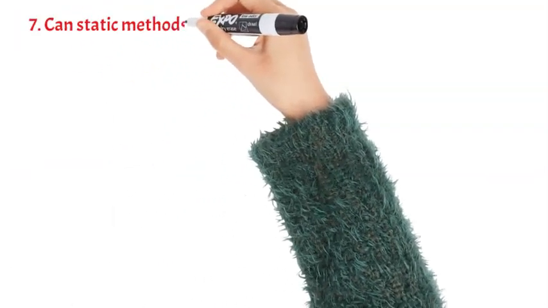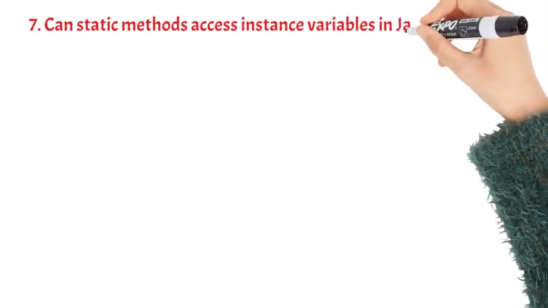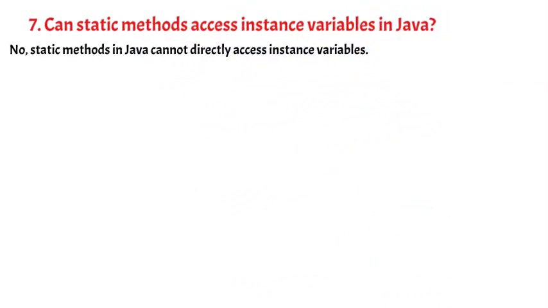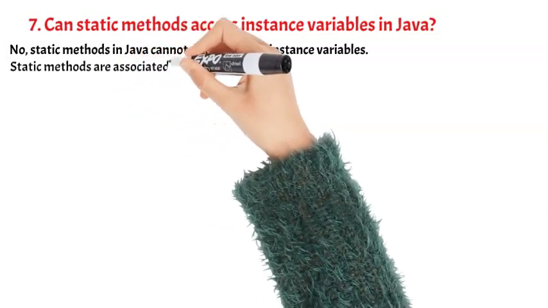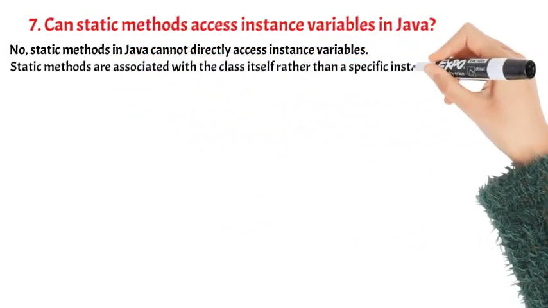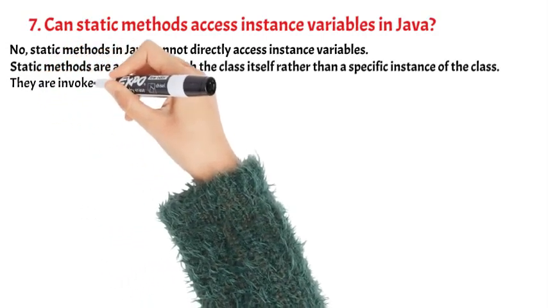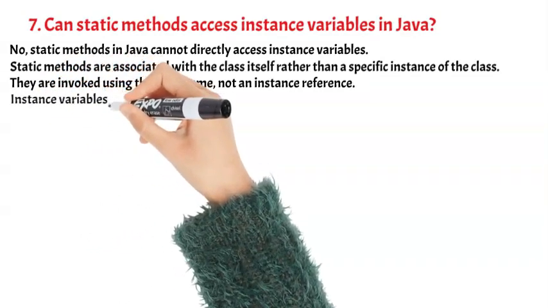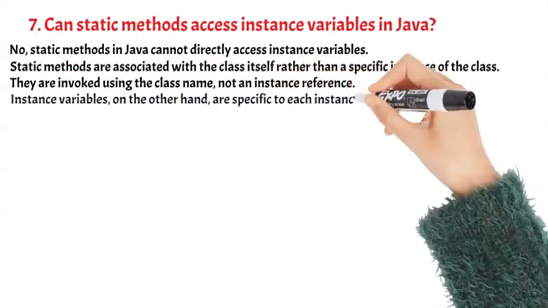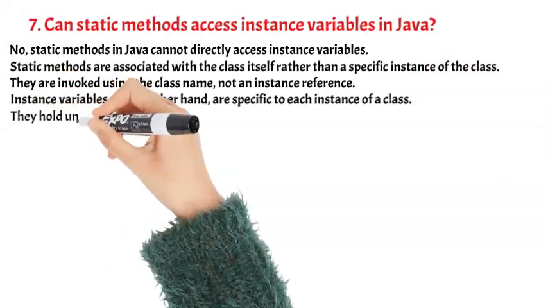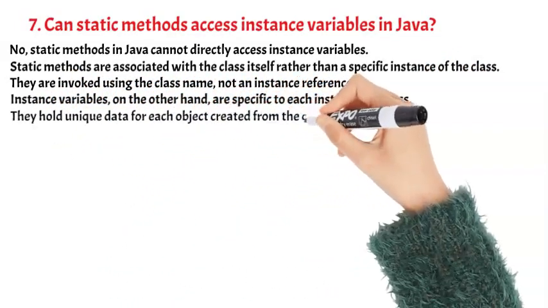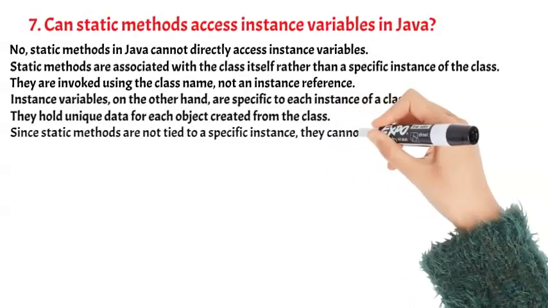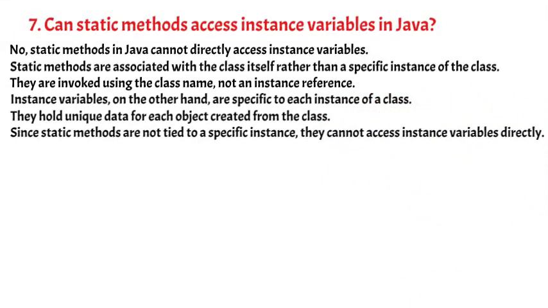7. Can static methods access instance variables in Java? No, static methods in Java cannot directly access instance variables. Static methods are associated with the class itself rather than a specific instance of the class. They are invoked using the class name, not an instance reference. Instance variables, on the other hand, are specific to each instance of a class. They hold unique data for each object created from the class. Since static methods are not tied to a specific instance, they cannot access instance variables directly.